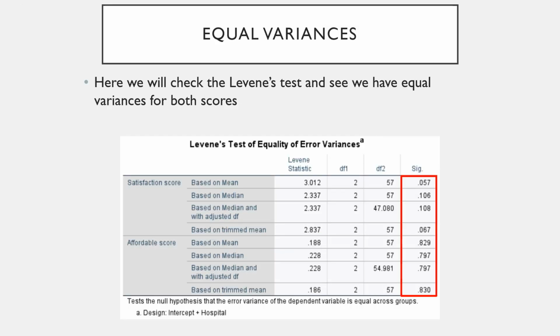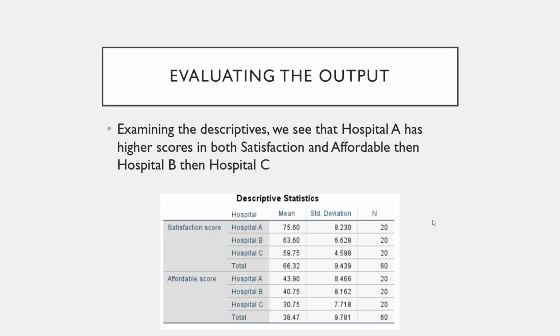Here we're going to just look at Levene's test, and we see that we have equal variances for both scores across each level of the independent variable. We get close here and we get close here, but they're not significant, so we say equal variances. And then we want to evaluate the output. So examining the descriptives, we see that Hospital A has higher scores in both satisfaction and affordability than Hospitals B and then C, so it's consistently higher.